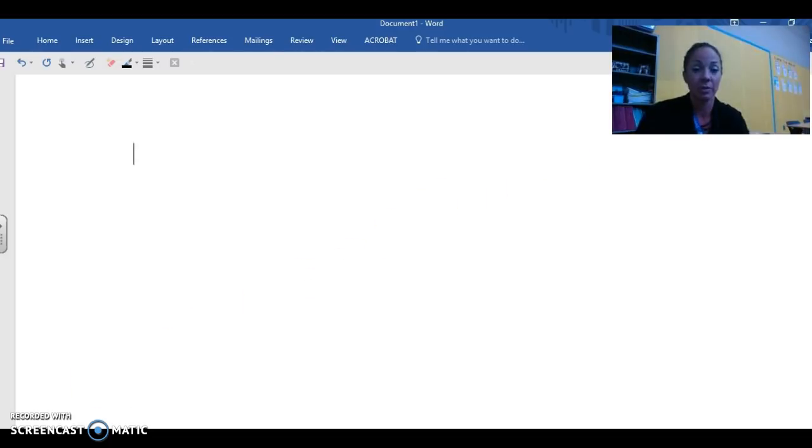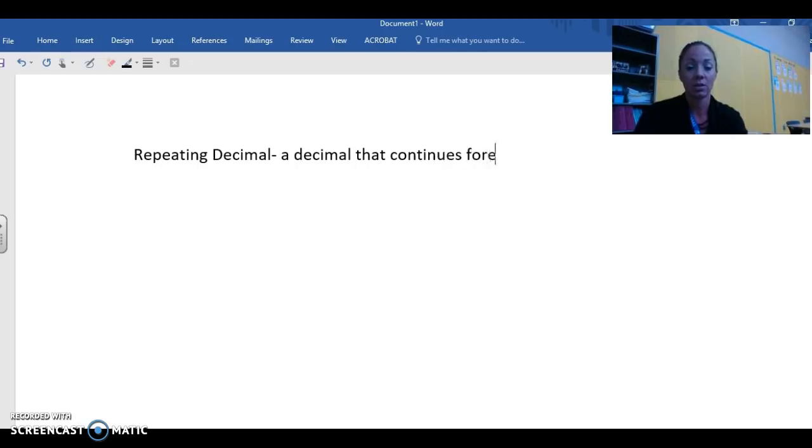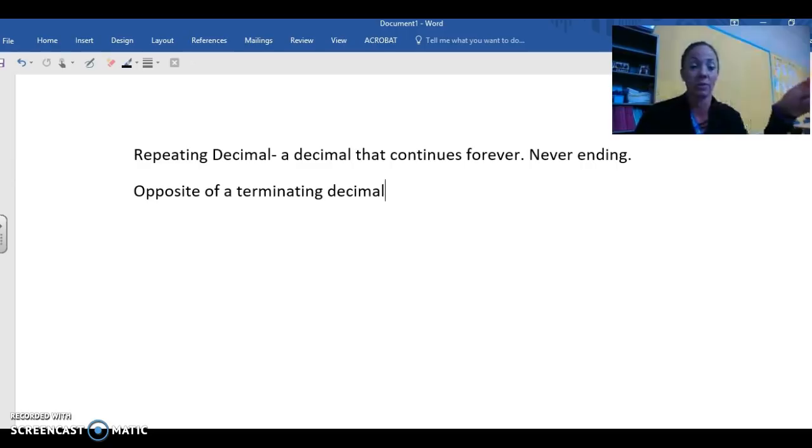Our next vocabulary word is repeating decimal. This needs to be in your notes. It is a decimal that goes on forever, never ending. A characteristic of this would be that it's the opposite of a terminating decimal. Terminating decimals obviously end, and when it comes to repeating decimals, they just keep right on going for forever and ever and ever until you decide to stop. And hopefully at some point you do decide to stop.